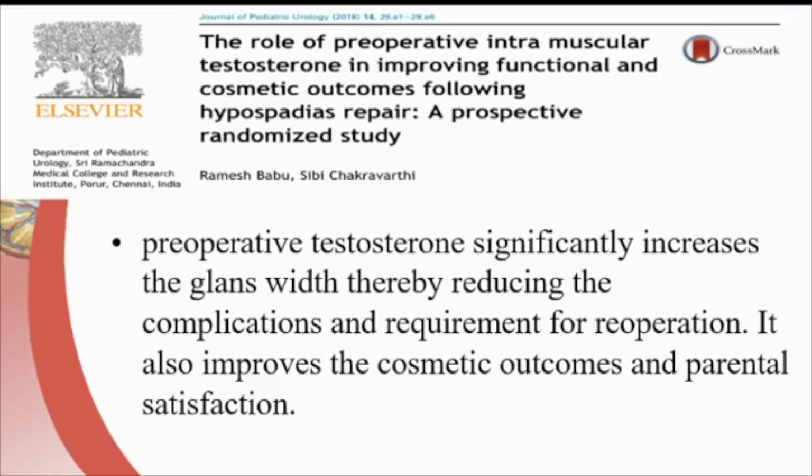We have looked at the role of testosterone and published our results in the Journal of Pediatric Urology, and we feel that testosterone actually increases the glans width, thereby reducing the complications and the requirement for a reoperation. It also improves the cosmetic outcomes and parental satisfaction.